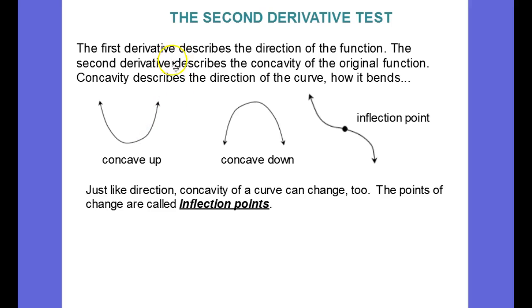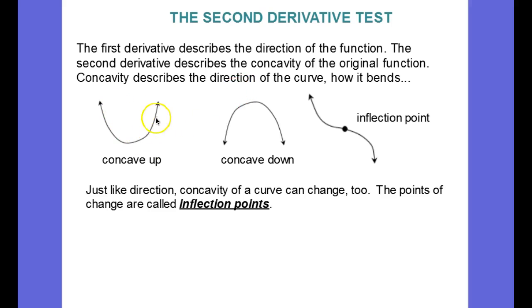So the first derivative tells us about the direction of the function. Is it increasing? Is it decreasing? But the second derivative tells us about its concavity. Is it concave up? Is it concave down? Is the concavity changing? So concavity tells us how the curve is bending. What is the direction of the curve?